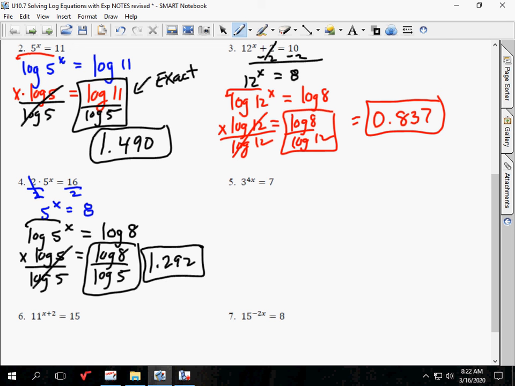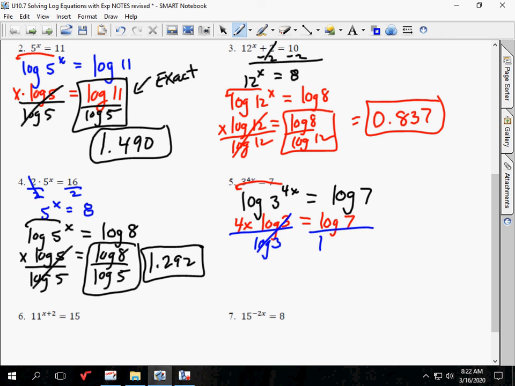All right, so number 5. The base is already isolated, so now we'll just go straight into logging both sides. That's log 7. And we'll bring the exponent down in front. All right, so bring that whole 4x down, equals log 7. All right, so here we're going to go ahead and divide. Okay, you can divide by log 3. That will cancel that out.